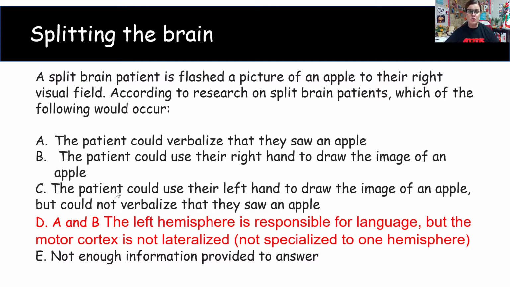B is also correct because something that we know in this process is that the motor cortex isn't necessarily lateralized, meaning your ability to write doesn't uniquely belong to either the right or the left. It's not specialized to one hemisphere.